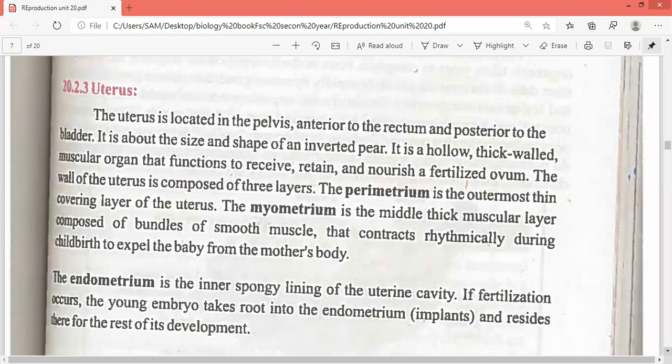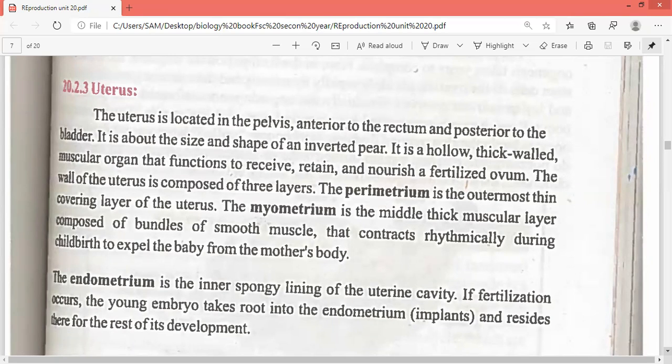It is a hollow, thick-walled muscular organ. It is a muscular organ, right? Its function is to receive, retain, and nourish a fertilized ovum. Okay? The duty is very tough. The uterus has to perform a very tough duty. It receives, it retains, and nourishes a fertilized ovum.